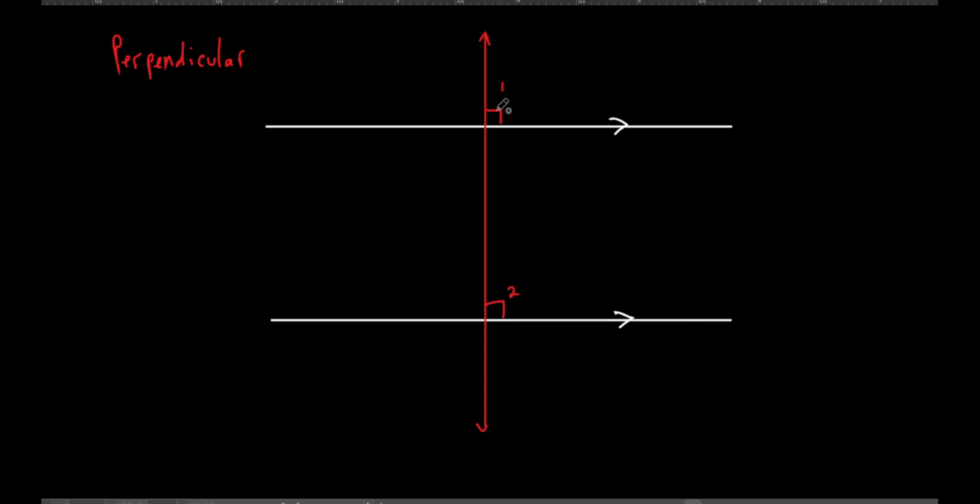So look, if this is a right angle, then this is a right angle. Why? Because they are corresponding angles. And what's true about corresponding angles? They're what to each other? They're equal to each other.